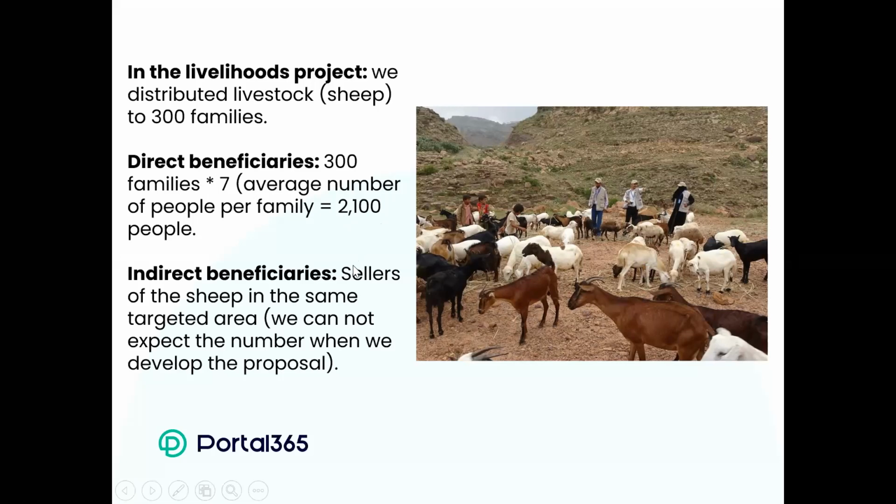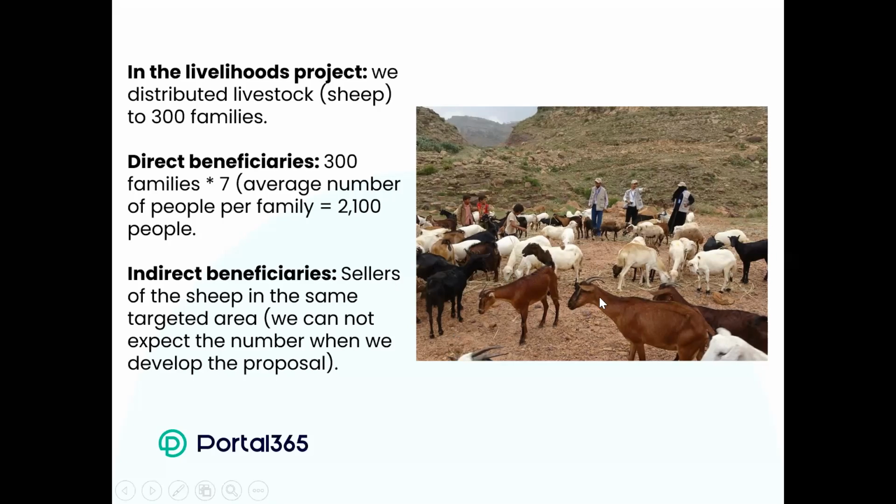But who are the indirect beneficiaries from this activity or from this project? We don't know exactly. When I say we don't know, it means that we don't know while writing the proposal. When we develop the proposal, we don't know the indirect beneficiaries, but we know for sure that there will be indirect beneficiaries. So for example, the sellers.